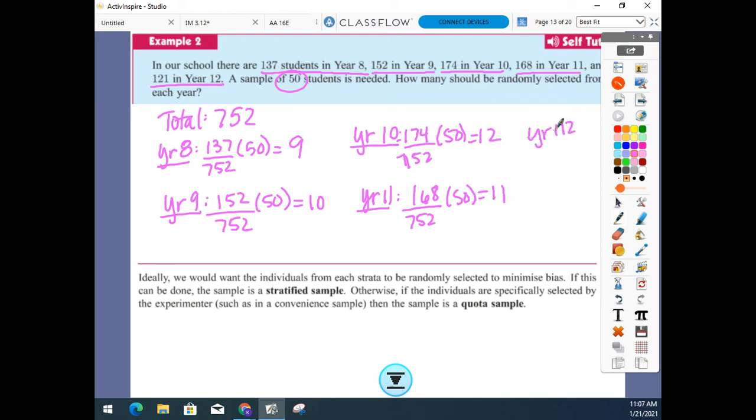And out of year 12, we have 121 out of 752 times our 50, and there's going to be 8 students. So the number of students in each subgroup should be indicative of the percent out of the total. That's why you find your percent out of the total for each one times the sample number to get your total.